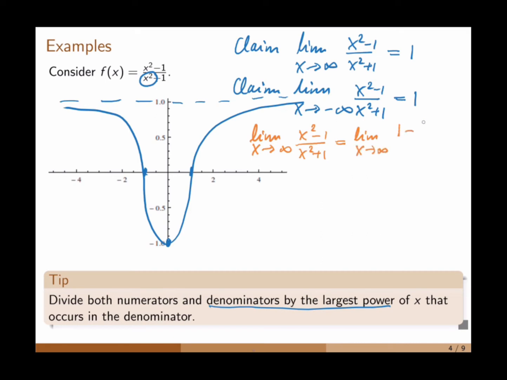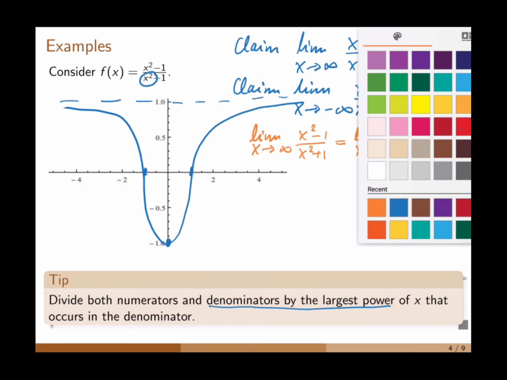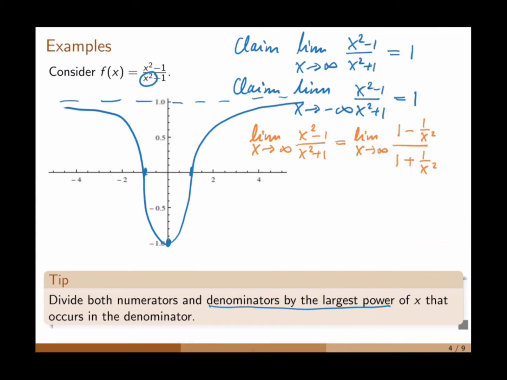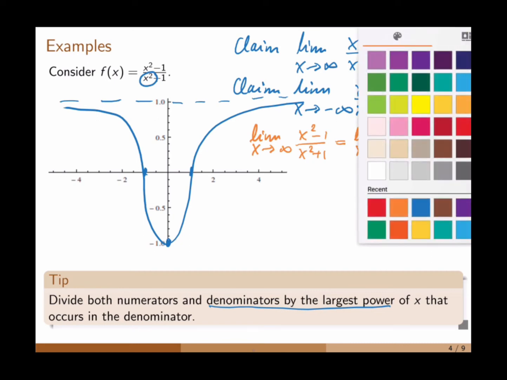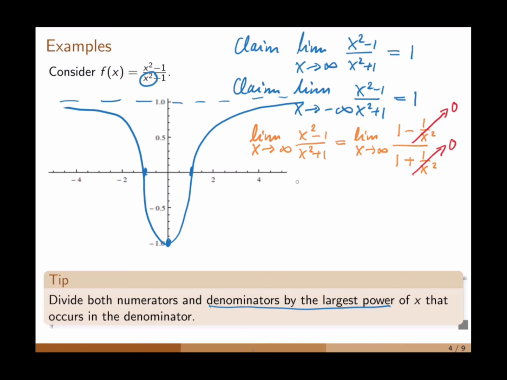This is 1 minus 1 divided by x squared, and in the denominator we have 1 plus 1 divided by x squared. And now I take a red pen and I look at limits which I can already compute. For example, 1 over x squared, this certainly goes to 0 as x goes to infinity. 1 over x squared, this goes to 0 as x goes to infinity. So then together we just keep the ones. So this is 1 divided by 1, which is 1. And this is exactly what I claimed, right?